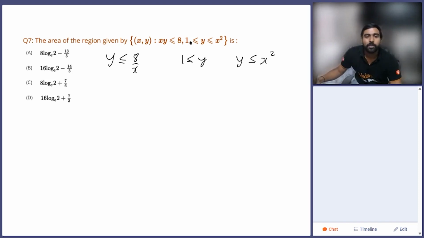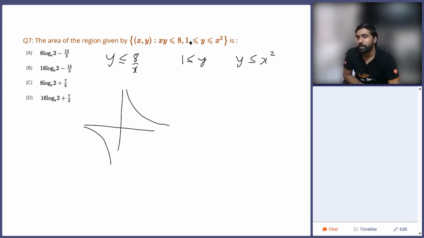So now for y less than or equal to 8 by x, can I say what is y equal to 8 by x? This is the graph of y equal to 8 by x. Now in this, I have y equal to 1 as well. Let me draw y equal to 1 as well. Somewhere over here, I have y equal to 1. Where will the two of them meet? At x equal to 8.